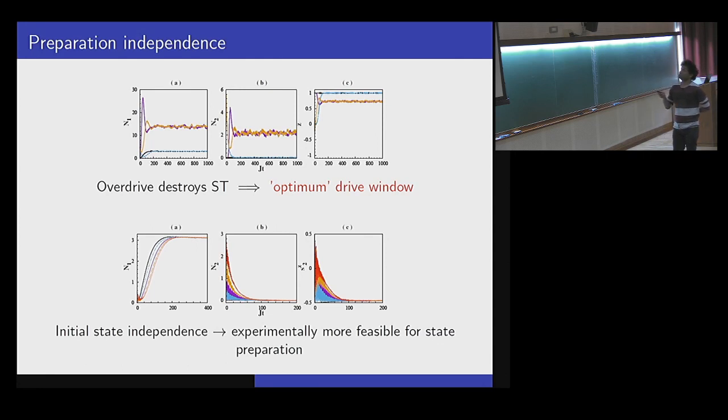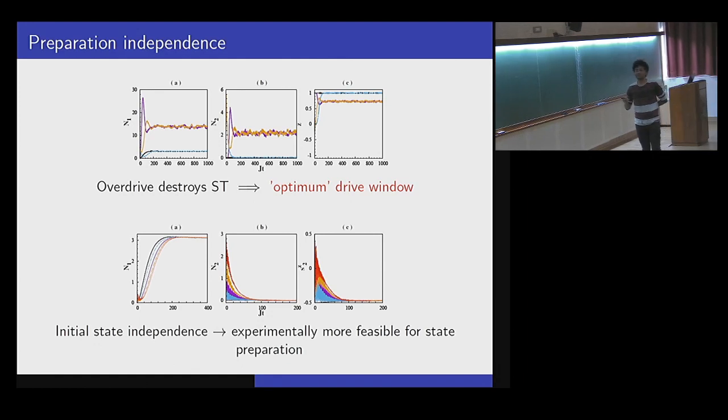are for a very strong drive. So here you can see if we use a very strong drive, the localization of the photon is degraded. So this clearly indicates that there exists an optimum drive window that gives us the best photon localization.